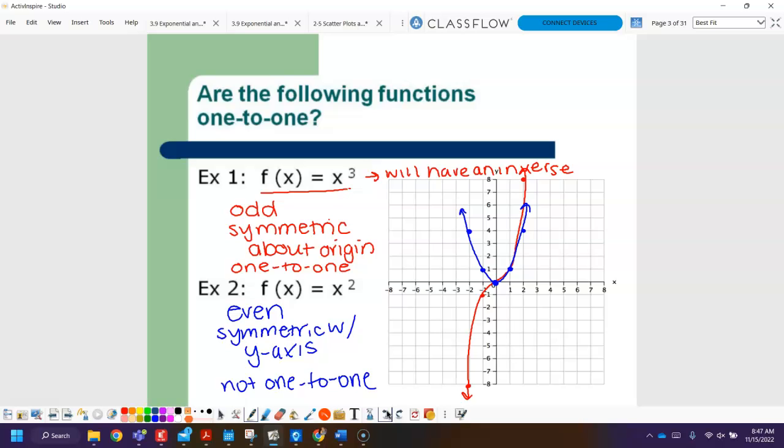However, x squared is not one-to-one because at 1 and -1, 2 and -2, 3 and -3, you get all the exact same y values. So f of x equals x squared is considered an even function. We talk about even and odd strictly because evens are never one-to-one. An even function will never be one-to-one. An odd function is usually one-to-one.